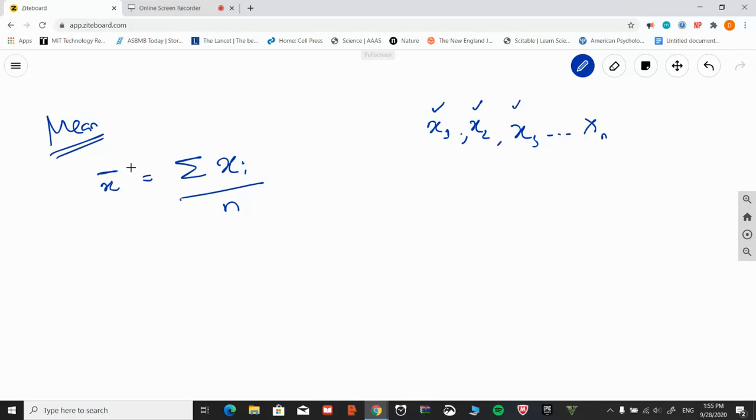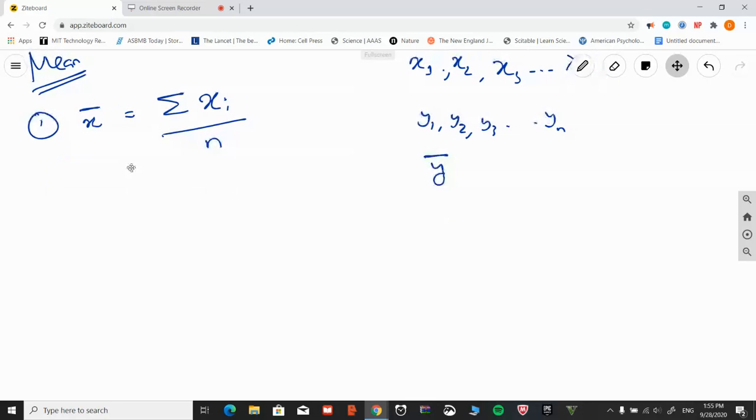If I had a data set that I named y, for example, y1, y2, y3, and a bunch of values that extended up to yn, the mean of these y values would have the symbol y bar. Okay, so the most basic formula for mean is this: you add all the numbers divided by the number of numbers. Sometimes it's not really that simple. Sometimes data may not be given to us in this way.